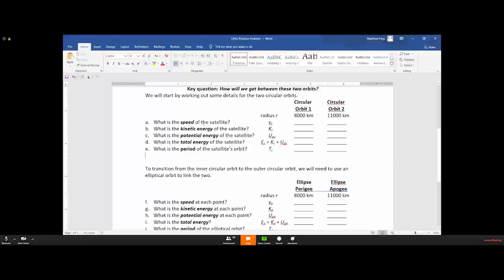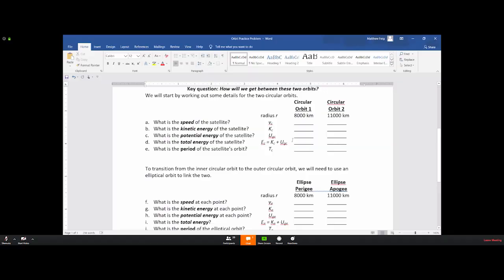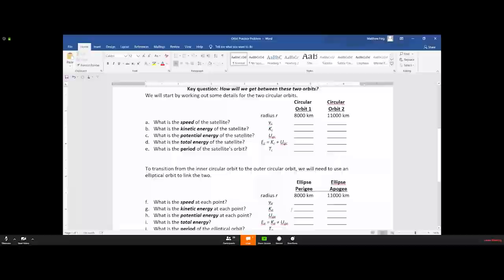Speed, kinetic energy, potential energy, total energy. So D is probably the easiest part on here. You just add up kinetic plus potential. So if you fill in B and C, it takes very little time to fill in D. And then as a separate issue, what is the period of the satellite's orbit? And down below here, it would say, what's the speed at each point? So at perigee and apogee, kinetic energy, potential energy.